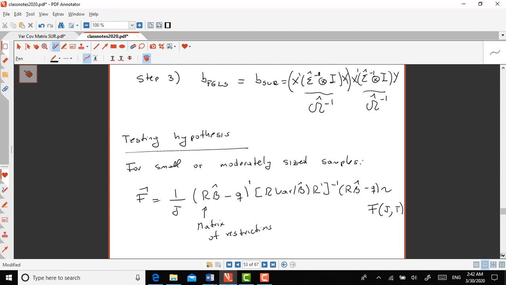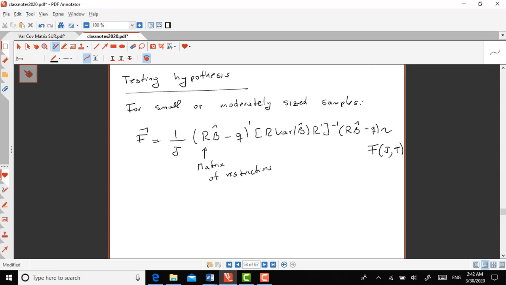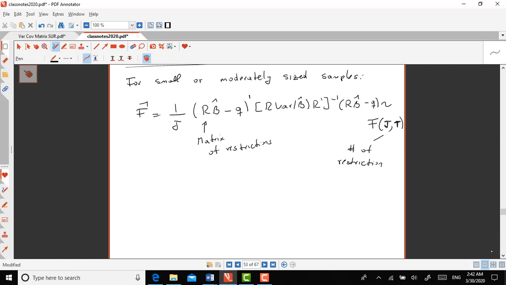Okay, where J is the number of restrictions. Remember, C is the number of observations that we have. So for small or moderate sample size, we know that the F statistic follows an F distribution, but for large sample size, J times F hat follows a chi-square distribution with J degrees of freedom.